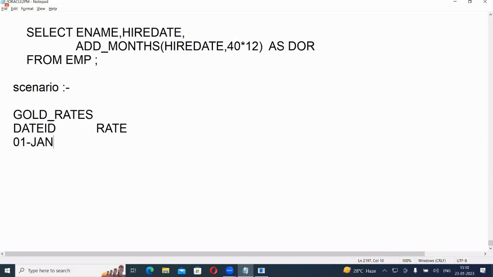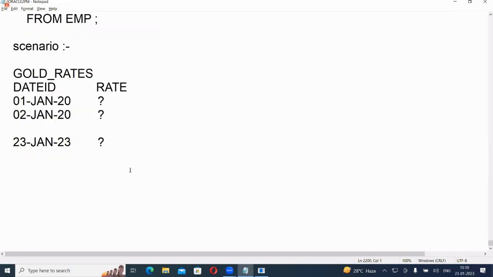So 1st January 2000, first record, gold rate. What is the second record? 2nd January 2000. Every day gold rate changes, every day a new record is inserted into this table. What is the last record? Today, 23rd Jan 23 gold rate. So this table is storing gold rates starting from 2000 onwards. This table is given to you.